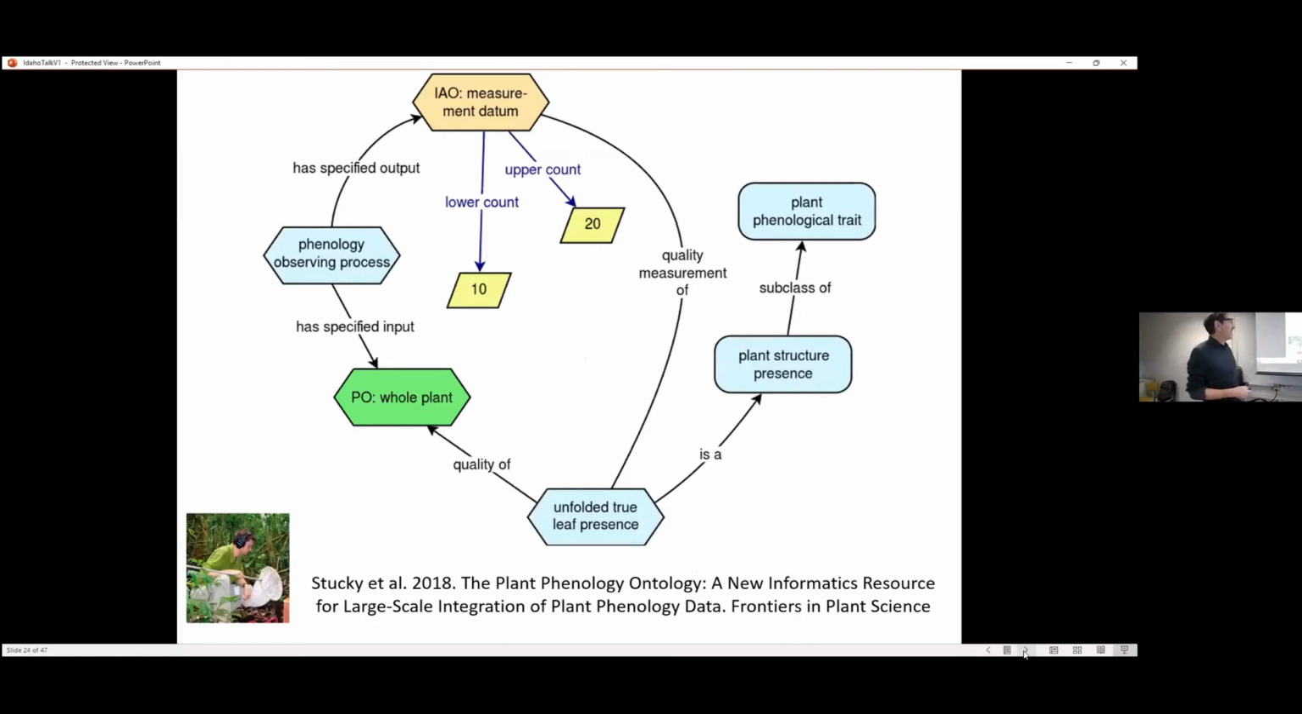So to give you an example of the plant phenology ontology and how it functions, it's actually really super simple. There's a phenology observing process that has a specified input of a whole plant. It has a specified output of a measurement datum that has a lower or upper count. This measurement datum is a quality measurement of basically unfolded true leaf presence. And an unfolded true leaf presence is a plant structure presence and a plant phenological trait. So that's a very simple description of the logic and semantics of how we view the PPO. But once you know that there's an unfolded true leaf presence that has an upper or lower count of 10 and 20, you can also infer that unfolded true leaf must have been present as well, right?